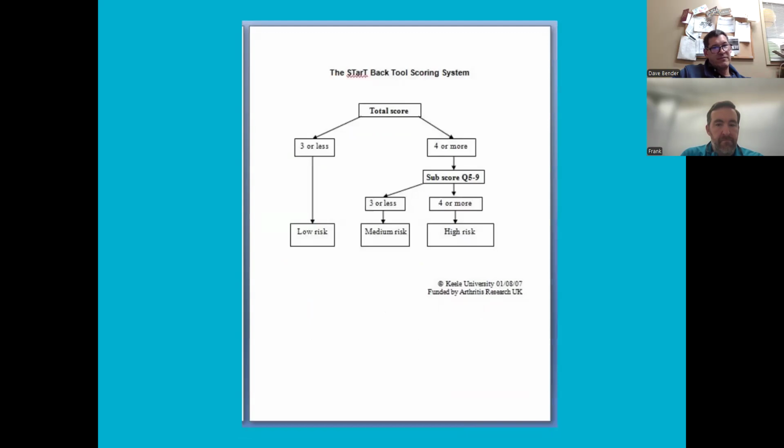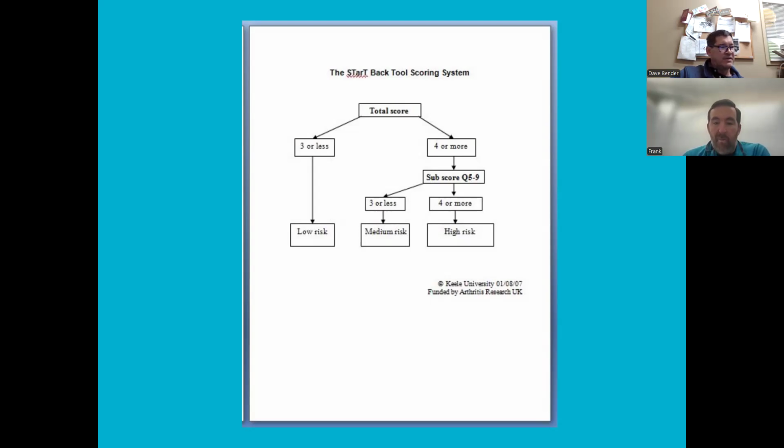It's more for stratification of how they will do prognostically. So if they score three or less, they become low risk. Four or more, then you look at two things: the subscore of questions 5 through 9. If they have three or less from that subscore, then they're medium risk, and if more than three on questions 5 through 9, they are high risk.